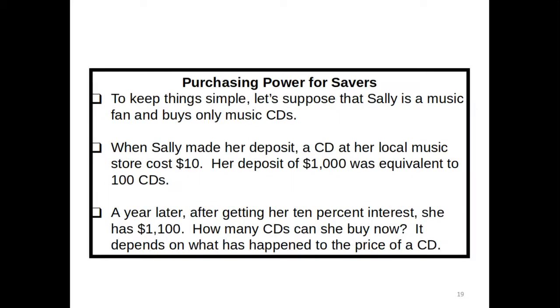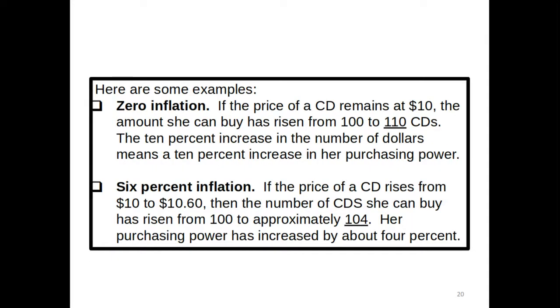Let's say Sally likes CDs, and when she made her deposit, a CD cost $10. So she could have purchased 100 CDs with that $1,000. A year later, now the question is how many CDs she can buy with her $1,100. If there was zero inflation, prices were still $10 a CD, she can buy 10% more CDs, 110 CDs. Let's say there's 6% inflation. Well, now prices have gone up to $10.60. She can buy about 104 CDs. Her purchasing power increased 4%.